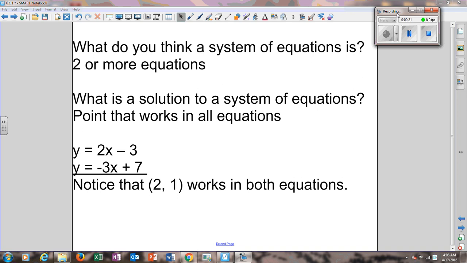What do you think a system of equations is? Well, if it's a system of equations, it's got to have more than one. What is a solution to a system of equations? It's a point that works in all the equations.